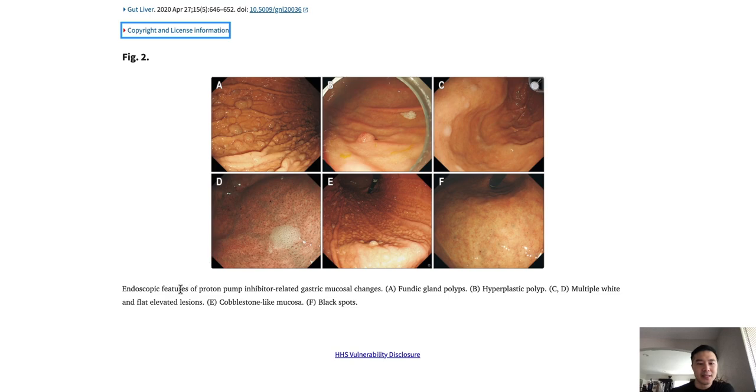So here is an effect of PPI-related gastric mucosal changes. You have these fundic gland polyps. Again, these are made of parietal cells, right? You can have hyperplastic polyps, but I think more so it'll cause fundic gland polyps. What's the difference? Hyperplastic polyps are usually seen in cases of chronic gastritis and gastric injury, but PPI is more related to fundic gland polyps. But you can also see black spots as well with the PPI.